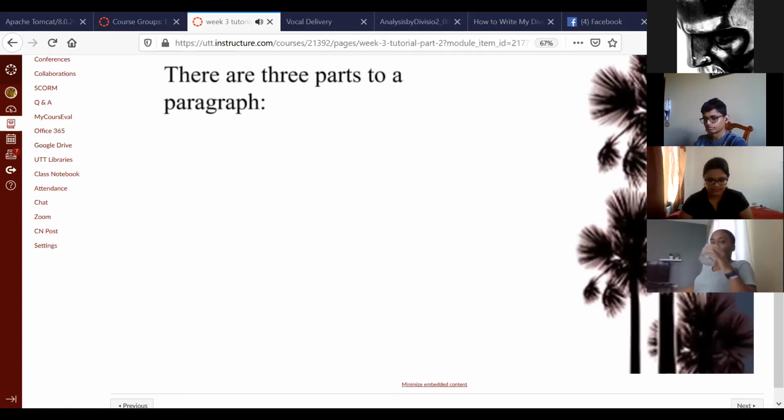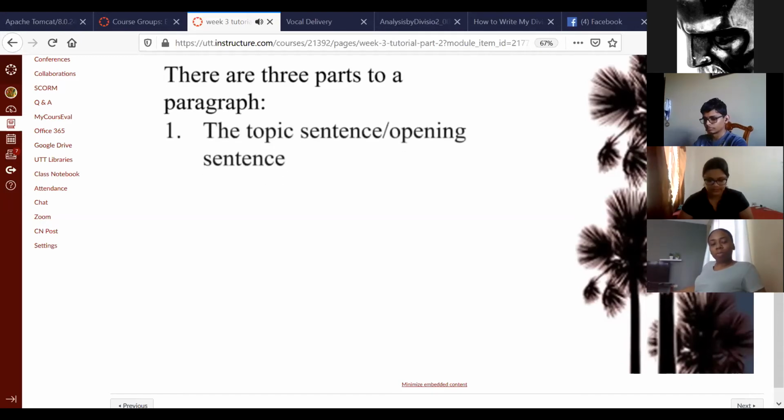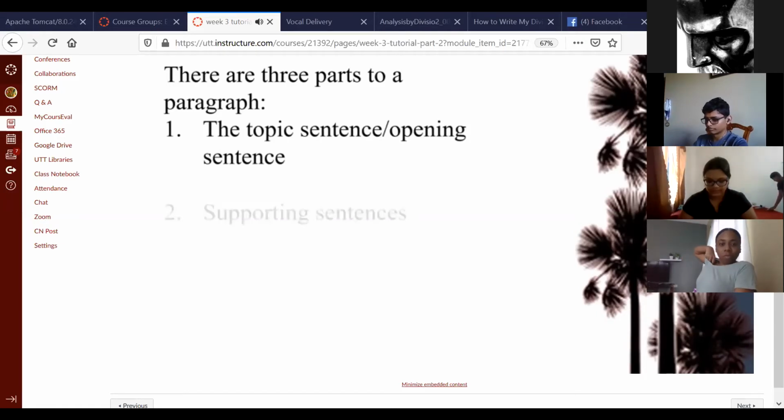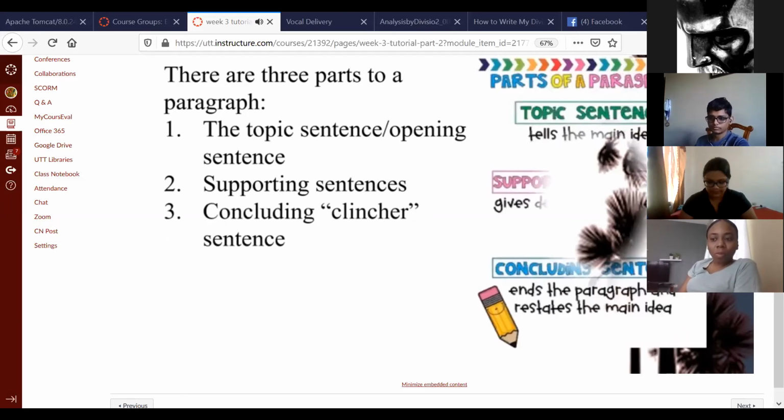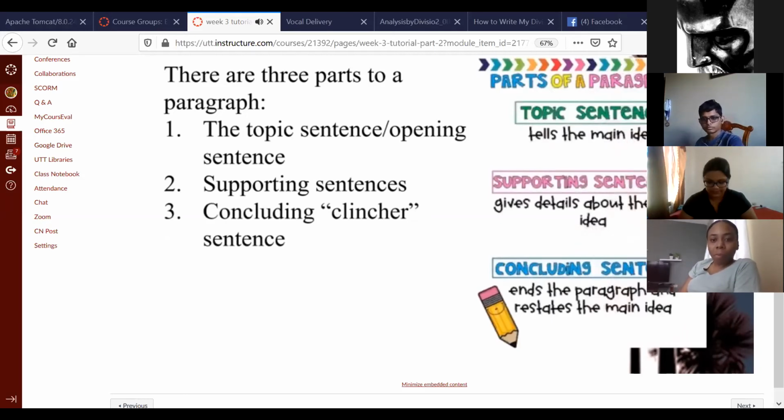So, there are 3 parts to a paragraph. The topic sentence or opening sentence, which tells your reader the main idea of your paragraph. Supporting sentences, which help you develop that idea. And a concluding clincher sentence, which brings it all home by restating the main idea.